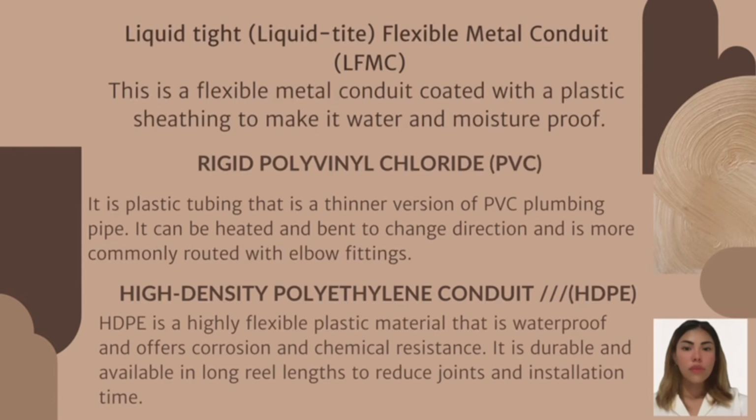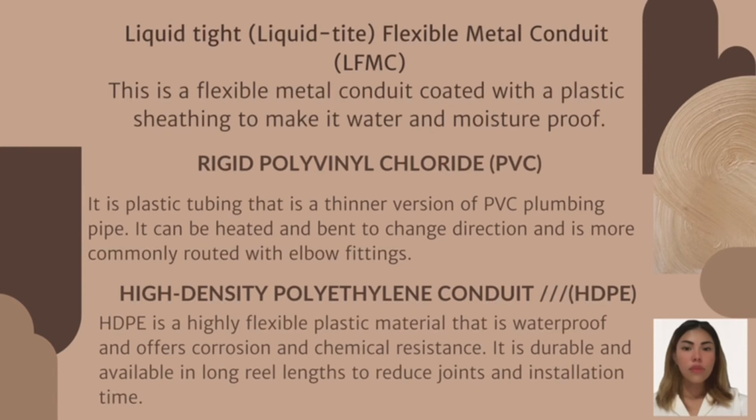Rigid polyvinyl chloride or PVC. It is a plastic tubing that is a thinner version of PVC plumbing pipe. It can be heated and bent to change direction and is more commonly routed with elbow fittings. All the connections are solvent glued, which makes the conduit waterproof. Rigid polyvinyl chloride may be used for outdoor and underground applications. It is also ideal in dry and corrosive locations.